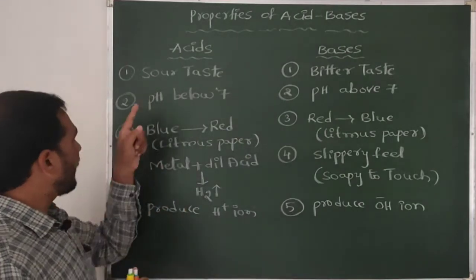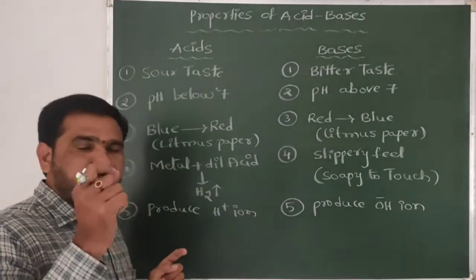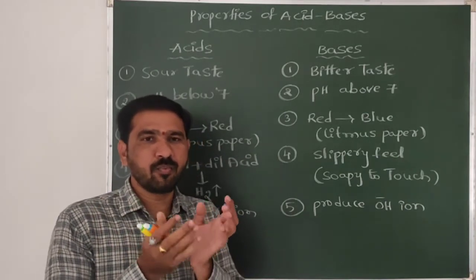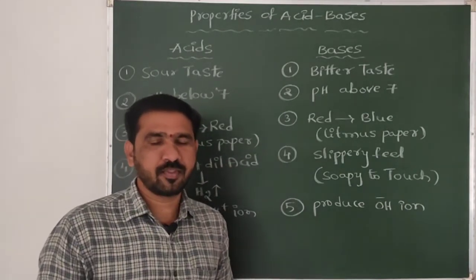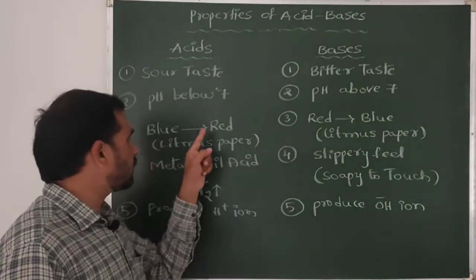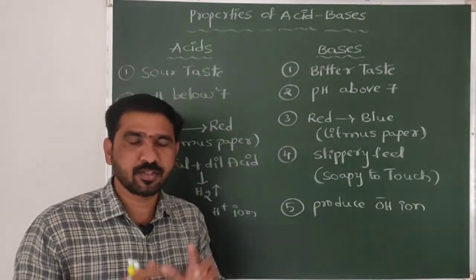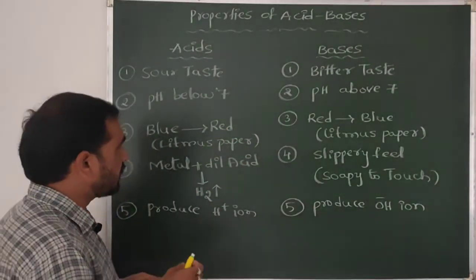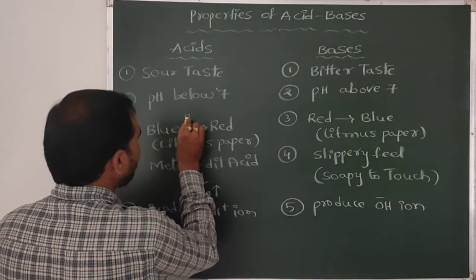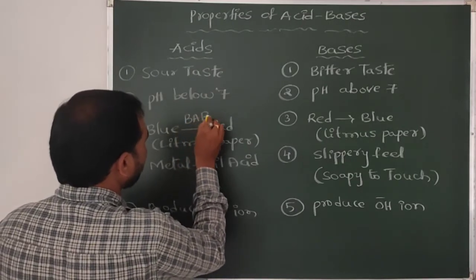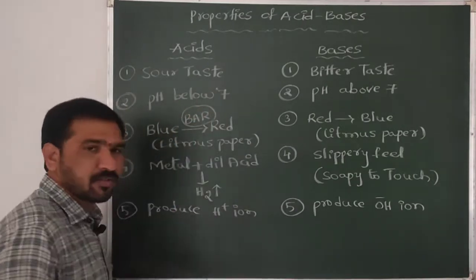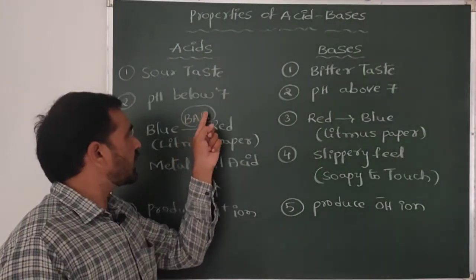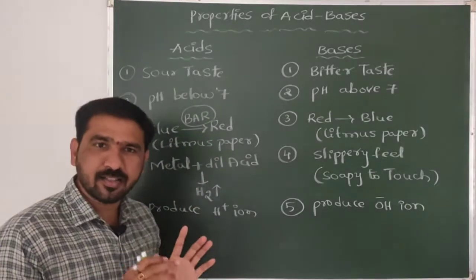Then coming to acids, if you take litmus paper and dip it into an acidic solution, the litmus paper undergoes a blue to red conversion. So remember as blue to red conversion. And also remember this BAR code. BAR means what? Blue to red conversion, that is acid. Like that, remember.